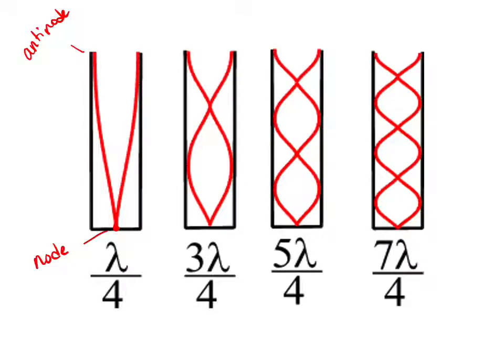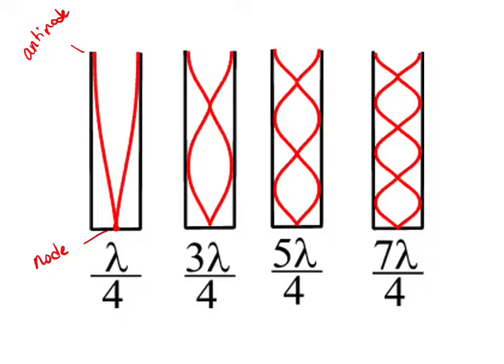Because if we had a node at an open end, that would mean it's making no sound, right? So of course, when we have our antinodes, that's when we have the loudest sound. So we need our antinodes at the end of the instrument. And this is just the way it works. So since there's always a node at the closed end and an antinode at the open end, then our sound waves have to be drawn like this, right?